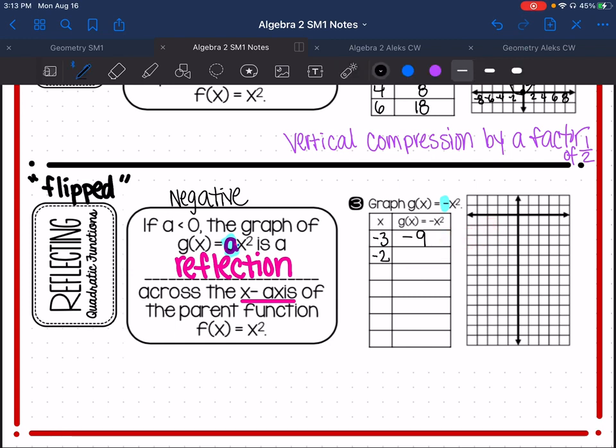-2, I'm going to get -4. -1, I'm going to get -1. 0, I'm going to get 0. 1, I'm going to get -1. 2, I'm going to get -4. And 3, I'm going to get -9.